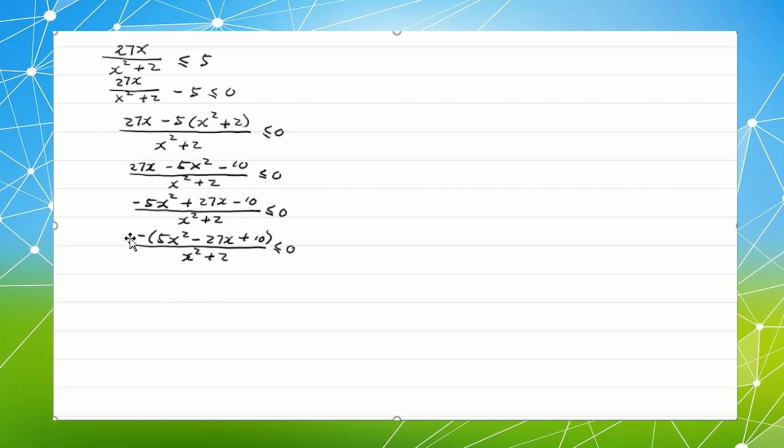Then the negative we need to change to positive. When we change this negative to positive, one thing that is very important is the arrow here. The arrow here must be turned, becomes greater than. So this is a very important step that students always forget. After this, we can factorize this quadratic numerator, becomes 5x minus 2 multiply x minus 5.